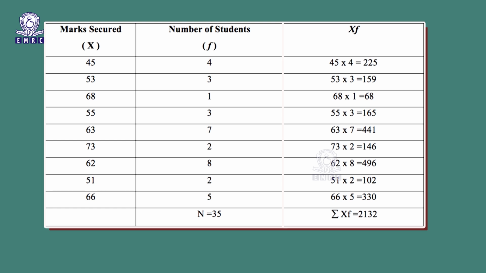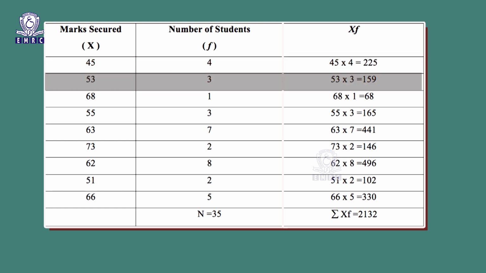So there must be a question from your side. What is the need for us to calculate this x with f? Because there are 4 students who have secured 45 marks. So 4 into 45 is going to be 225. If you are going to simply take the average, then you may not get the right answer. For that reason, we are going to calculate the fx value.